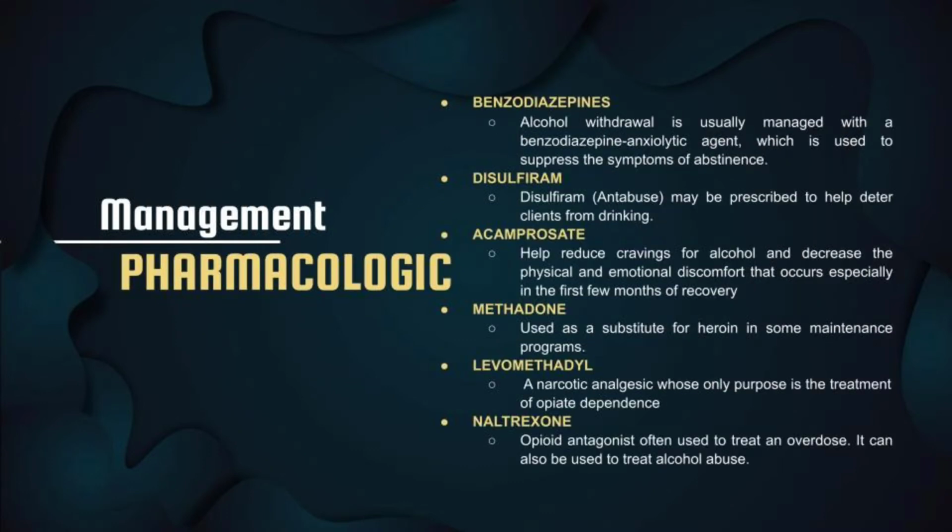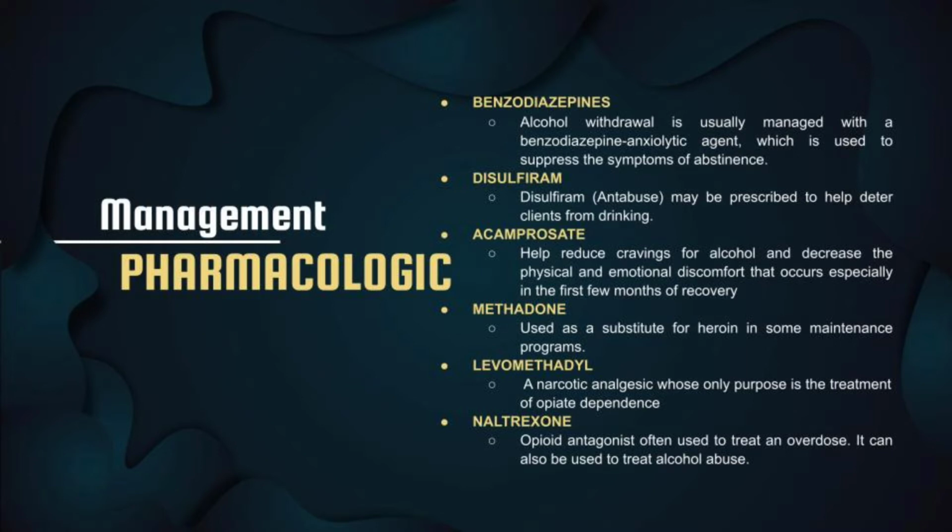Third is the pharmacologic approach in the management of drug abuse. First is the use of benzodiazepines. Alcohol withdrawal is usually managed with a benzodiazepine anxiolytic agent, which is used to suppress the symptoms of abstinence. Second is disulfiram. Disulfiram or Antabuse may be prescribed to help deter clients from drinking. Third is acamprosate. This is to help reduce cravings for alcohol and decrease the physical and emotional discomfort that occurs, especially in the first few months of recovery.